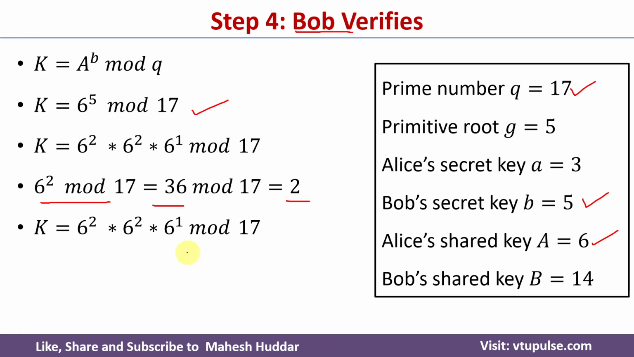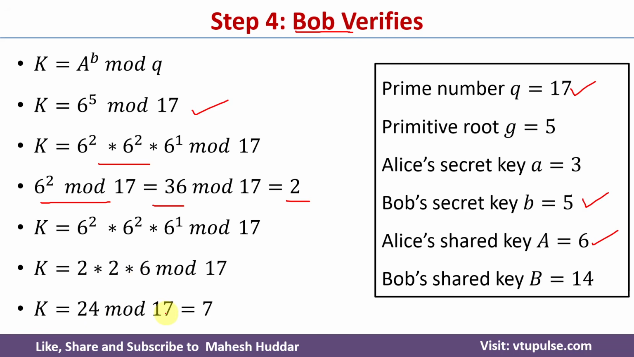So next we will put these values in this equation. So 6 square mod 17 is 2. So 2 into 2 into this 6 mod 17. So this is nothing but 24 mod 17. So 24 mod 17 is equal to 7 because 17 ones are 17. So 24 minus 17 is equal to 7. Here Bob verifies the shared secret key. So it's correct.